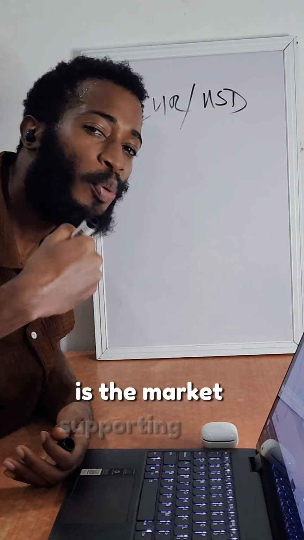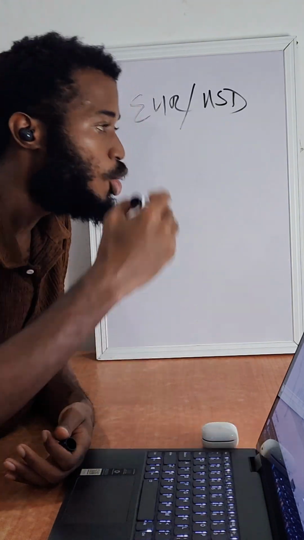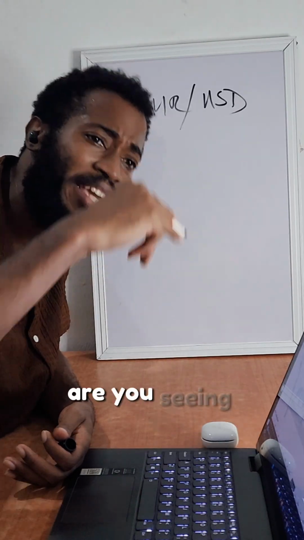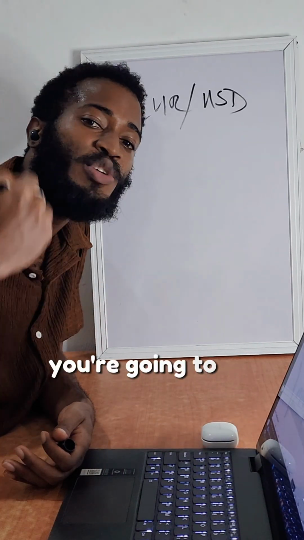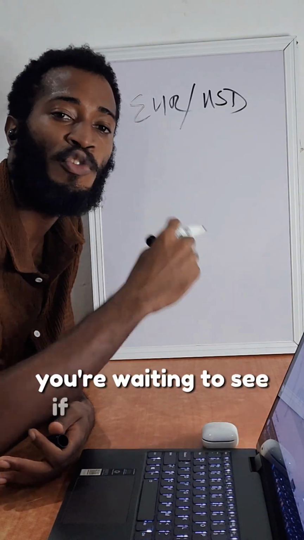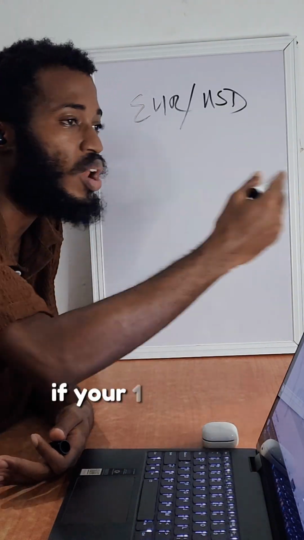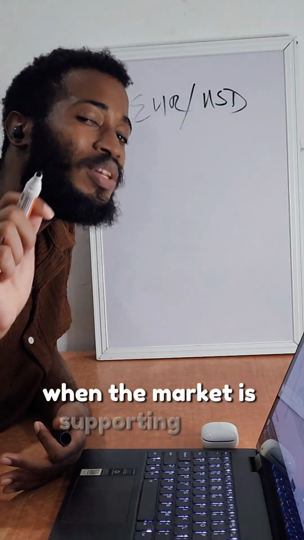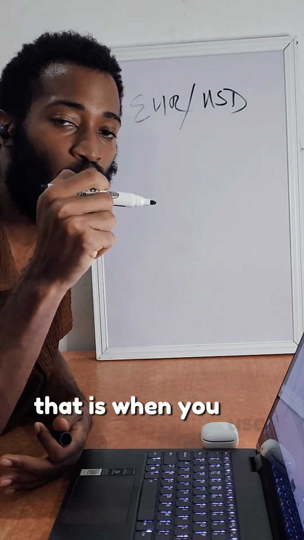Is the market supporting your thesis of bearishness? So you're looking at the 4-hour time frame, on the daily time frame, on the weekly time frame. Are you seeing bearish market structure? You're going to be trusting your bearish PDR raise a little more. You're waiting to see if your 4-hour fair value gaps are holding, if your 1-hour fair value gaps are holding, if your daily fair value gaps are holding. When the market is supporting your thesis, that is when you use it.